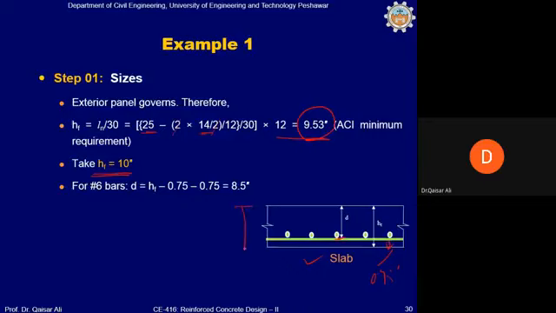If this is the total thickness of the slab, then 0.75 inch cover will be deducted, and 0.75 inch, one complete diameter of this bar, will be deducted from this. This will give us effective D. 10 minus 1.5 will give you 8.5 inch effective D for both, assuming that we will be using number 6 bar in the slab.